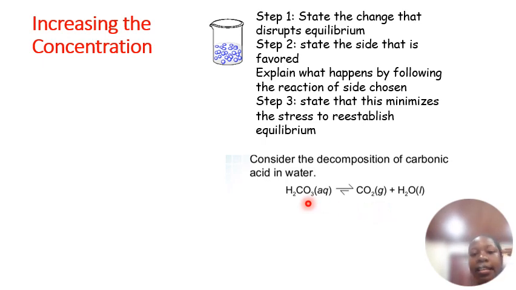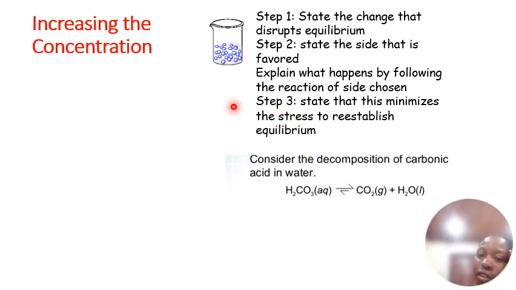Then step 3 is you need to state that this is going to minimize the stress to reestablish equilibrium. So my final step is that this will minimize the stress to reestablish equilibrium. That's the 3 steps that you need to state. Once you state those 3 things, you are well on your way to getting all your points for this. Easy. So let's go and let's work it out.